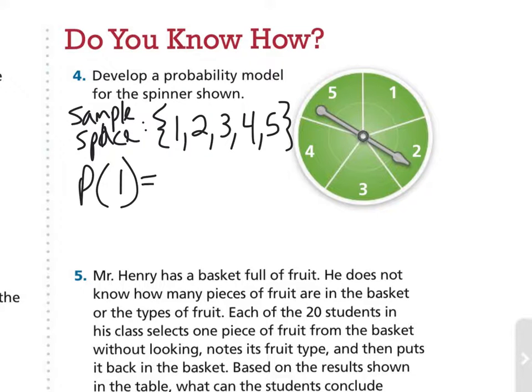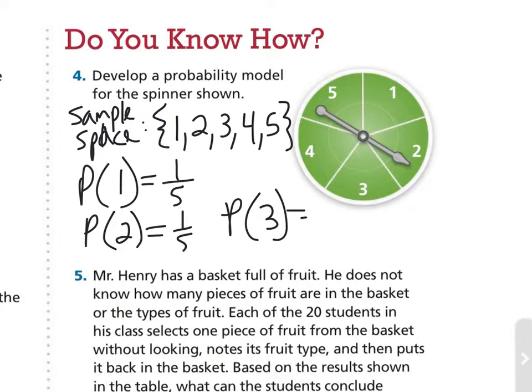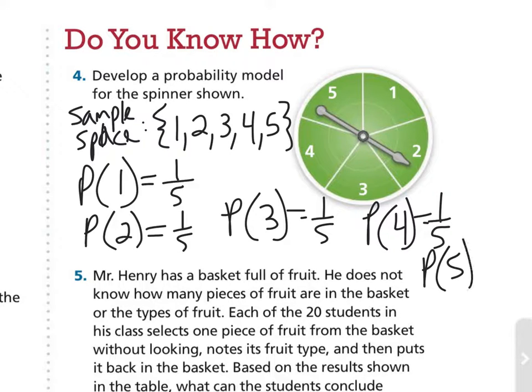So the probability of getting a 1 would be 1/5, or if you wanted to say 20%. Probability of a 2 would be 1/5. Probability of a 3 is 1/5. Probability of a 4 is 1/5, and surprisingly, probability of a 5 also is 1/5. So that's all the information we need when they're asking for a probability model.